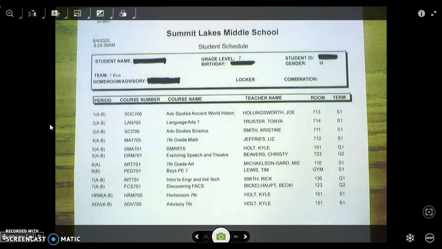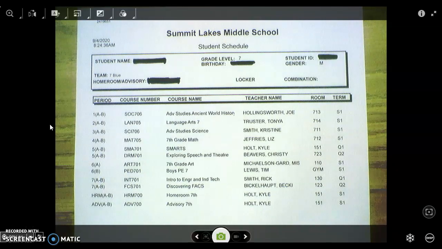In your supply bag that you should have received, you had a schedule in there. Being a new 7th grader, you may or may not be familiar with how to read the schedule. So this video is going to walk you through how to read your schedule and know what classes you need to focus on now and what classes you will need to focus on later.